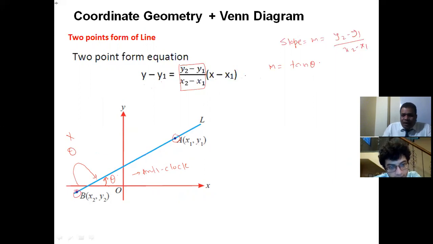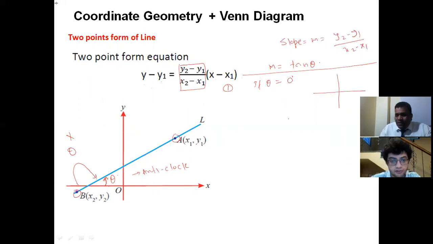Good. Now there are four scenarios for this. We'll take them one by one. Let us go to case number 1: if theta is equal to 0. If theta is equal to 0, it means the line is parallel to the x-axis. This is the coordinate system and this is the line. So theta is equal to 0 because the line is not cutting the coordinate axis. In this case, what is the slope m? tan 0, and we know tan 0 is 0. So the slope of the line is 0.